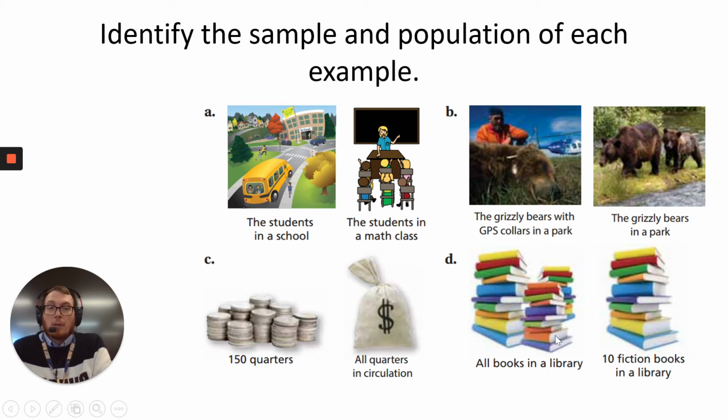All the books in the library would be the population, and then the 10 books that are on a certain shelf, for example, would be the sample. You can kind of think of which one's larger and smaller, but the sample should correlate in some way to the population as well. So that's something else to think about when it comes to these scenarios.